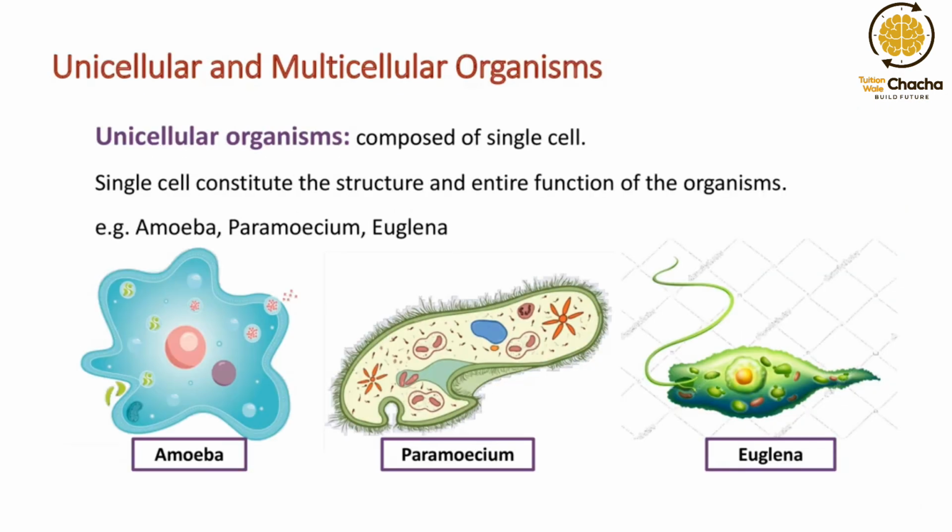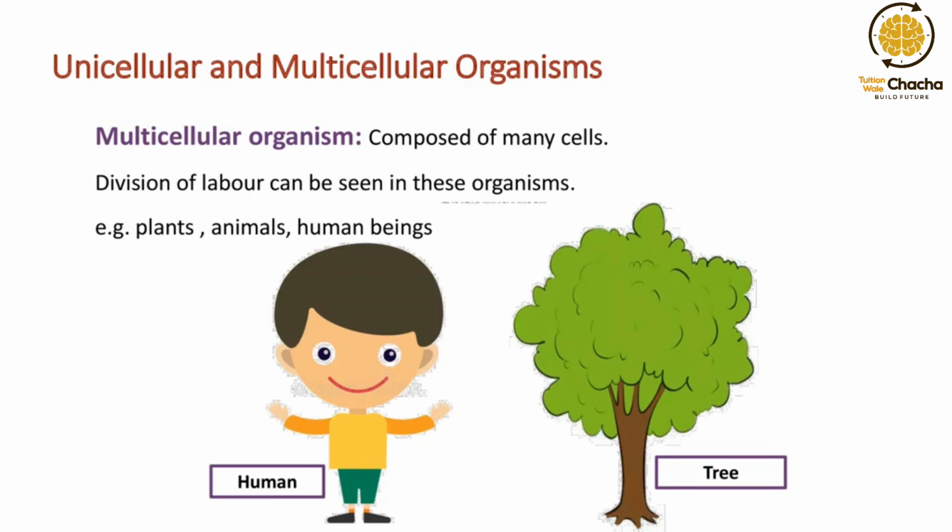Unicellular and multicellular organisms. Unicellular organisms are composed of a single cell. A single cell constitutes the structure and entire function of the organism. Examples: amoeba, paramecium, euglena. Multicellular organisms are composed of many cells. Division of labor can be seen in these organisms. Examples: plants, animals, human beings.